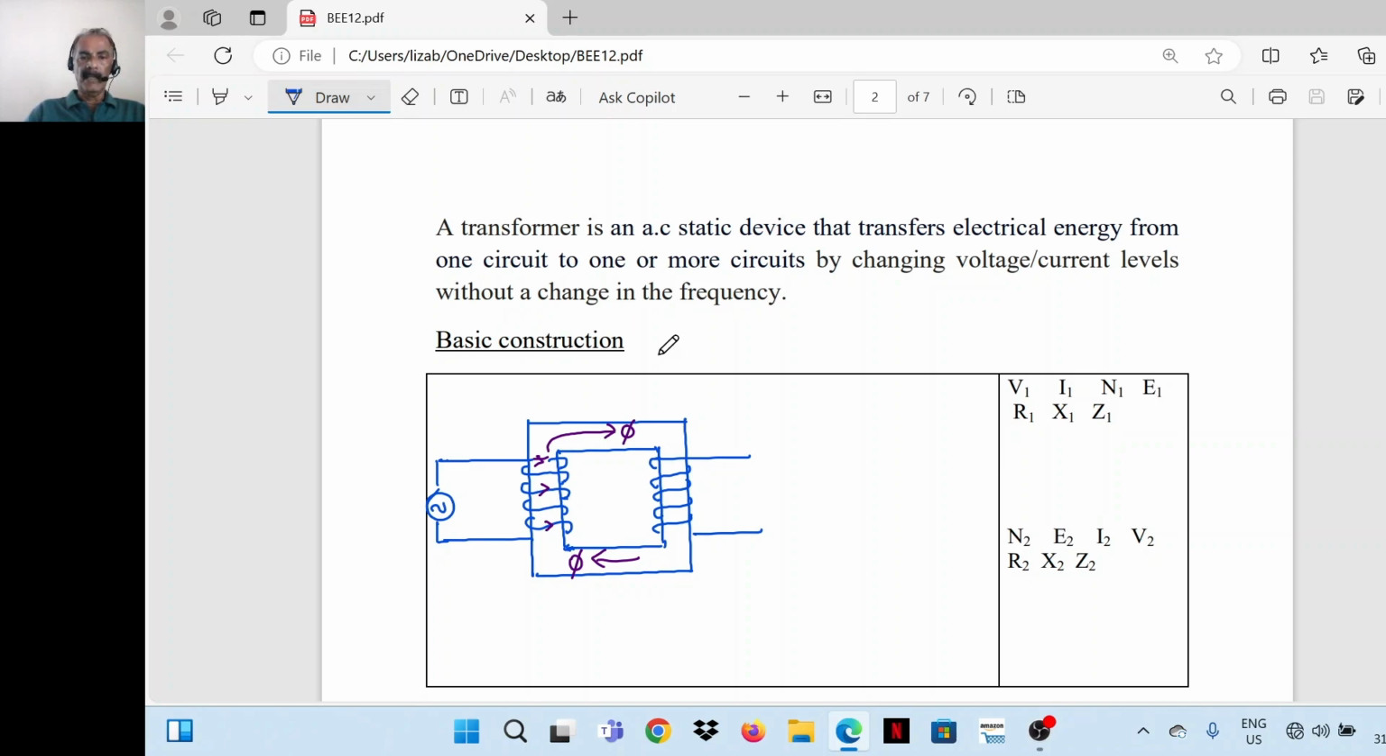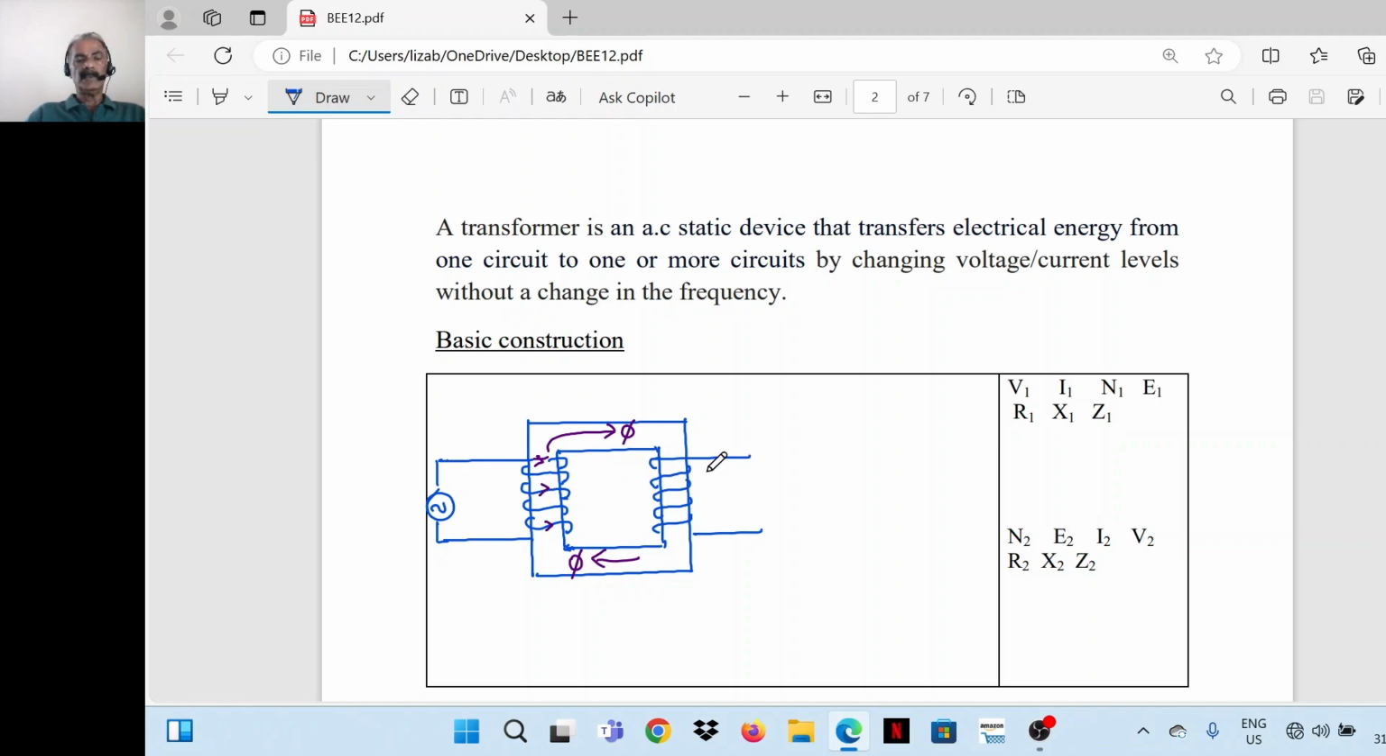So it's a static device. Static device means not a rotating device. A static device that transfers electrical energy from one circuit to one or more circuits. There is no restriction that there should be only two circuits. From the primary, energy can be transferred to secondary as well as to tertiary, and secondary and tertiary normally will be at different voltage levels. So, one or more circuits by changing voltage and current levels without a change in frequency.